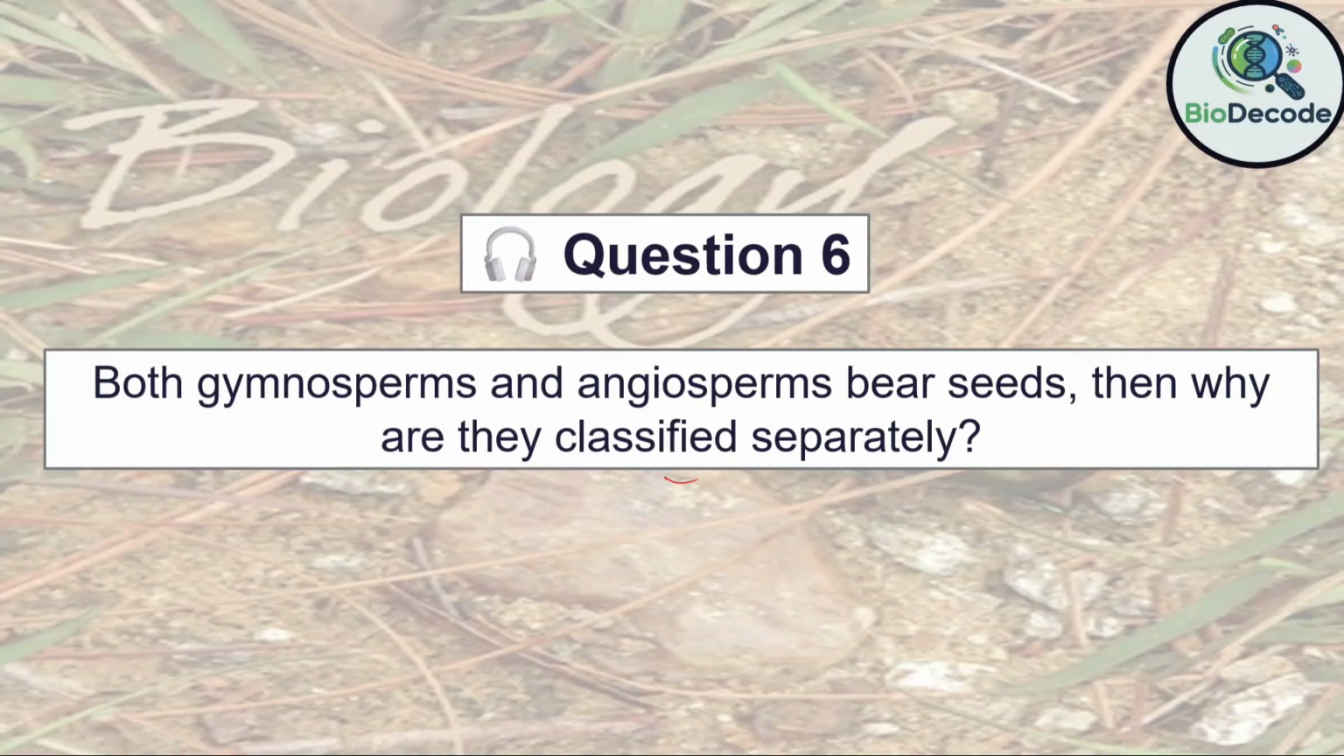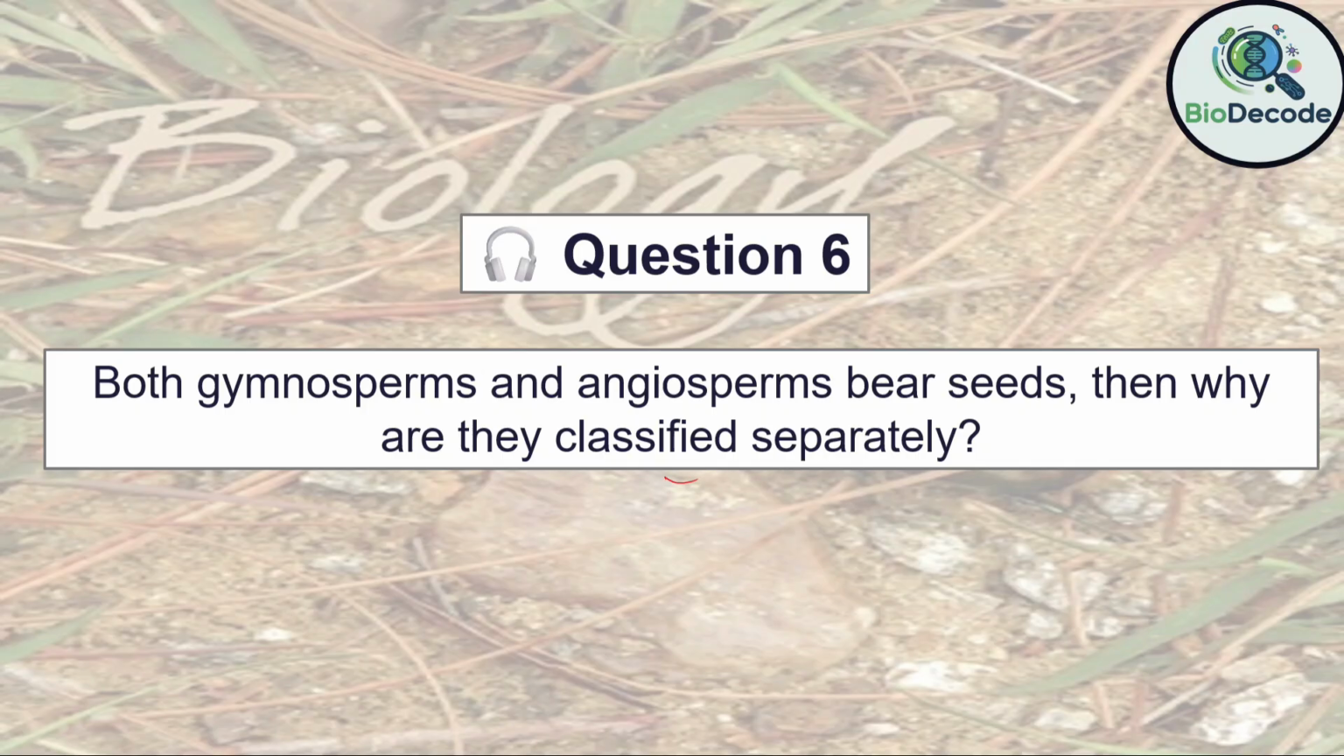Question 6. Both gymnosperms and angiosperms bear seeds. Then why are they classified separately? Answer. Although both groups produce seeds, they differ in how those seeds are enclosed and developed. In gymnosperms, the seeds are naked. They are not enclosed within fruits.